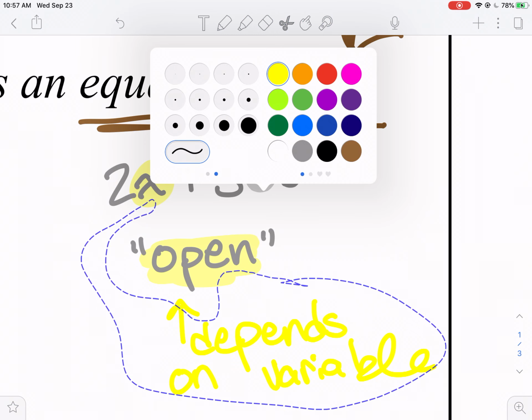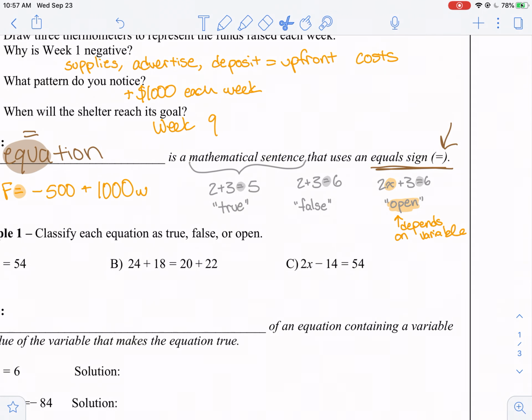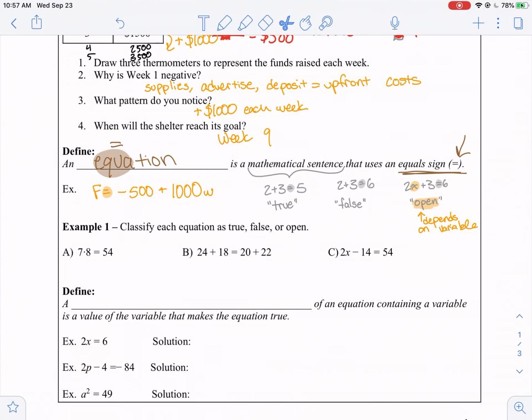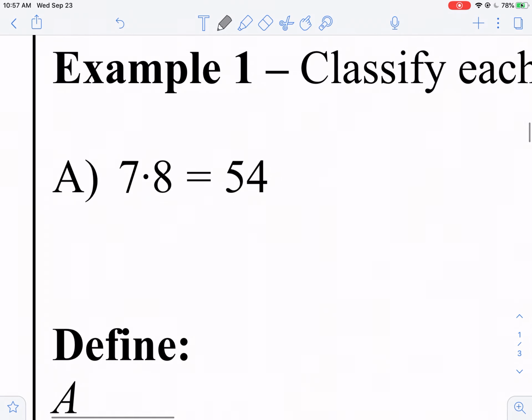How about orange? Sticking with our color scheme. It's open because it depends on the variable. So let's look at these guys. Are they true? Are they false? Or are they open? And since we have short notes, I will go ahead and explain all the examples to you today. Here, example A.